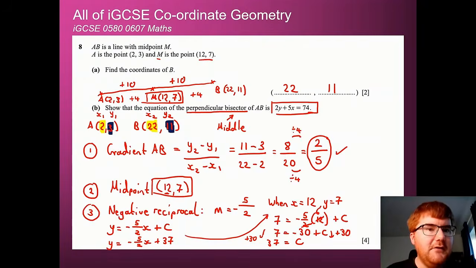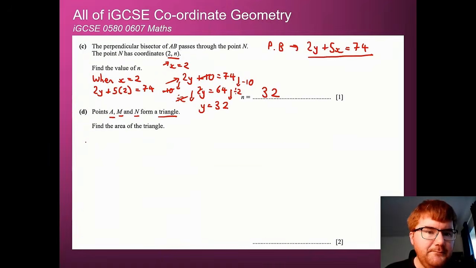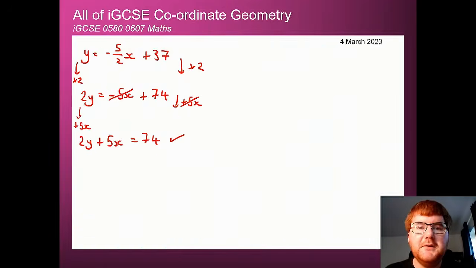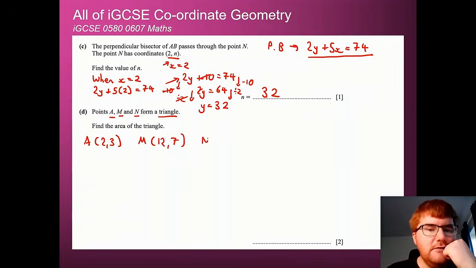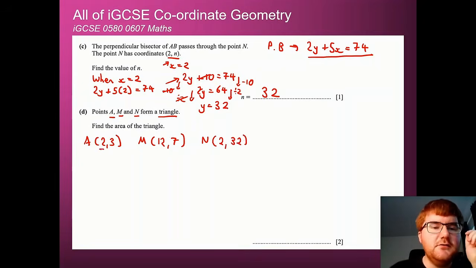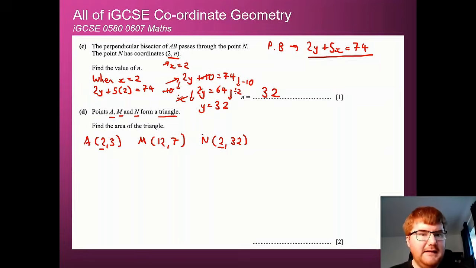So let's go through our points. So A is 2, 3. So I'm just going to write down these points. M we worked out before, didn't we? It's 12, 7. And then N is equal to 2, 32. First thing I notice here is that the x coordinates are the same for A and N, which is going to be very useful a bit later on.